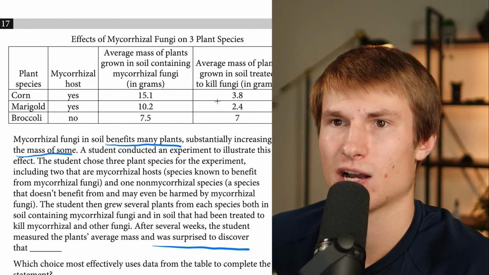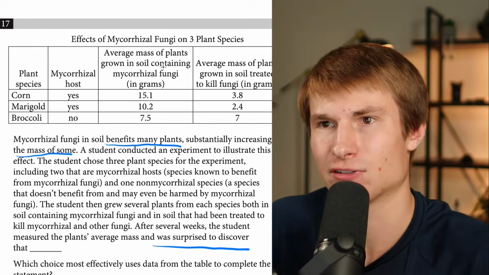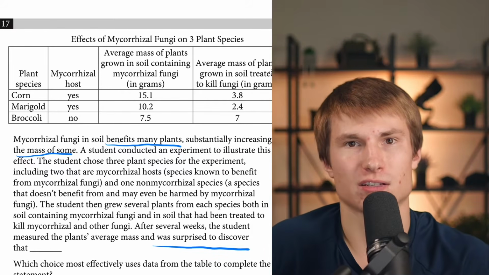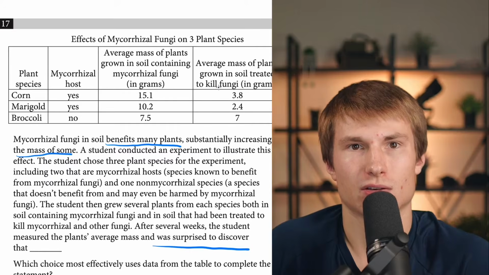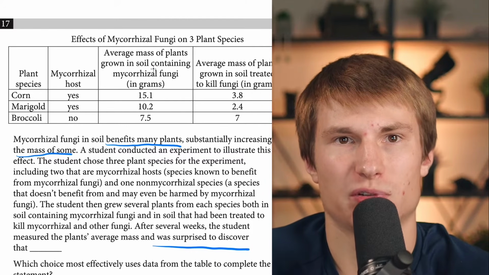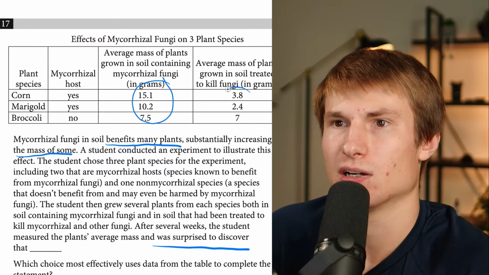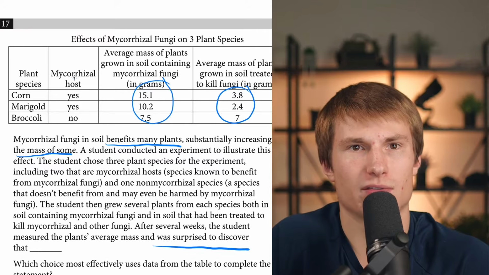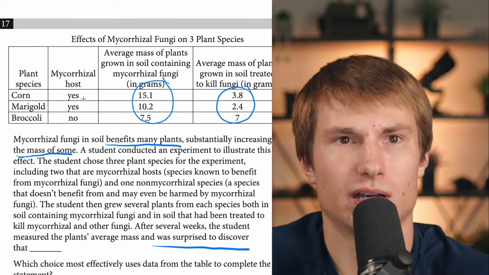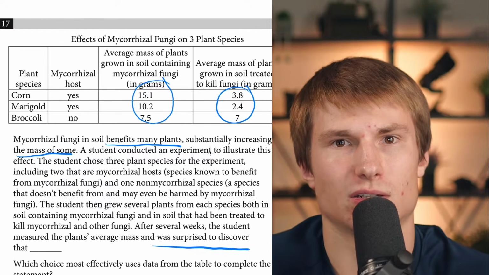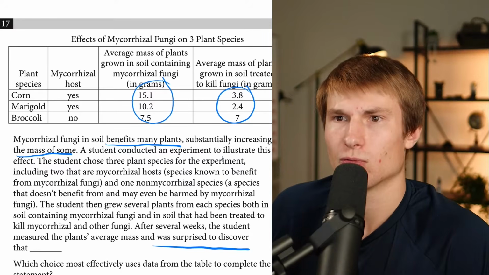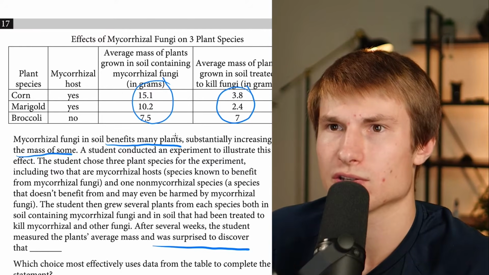Okay, so he was surprised to discover. Let's see if we have mass decrease anywhere. Okay, we have average mass of plants grown in soil treated to kill the fungi, and the average mass of plants grown in soil containing the fungi. As we can see, it looks like the ones that have the fungi killed have much lower average mass, and then we have the mycorrhizal host. In each of these we have yes, yes, and no. So let's take a look at what the mycorrhizal host has to do with this.